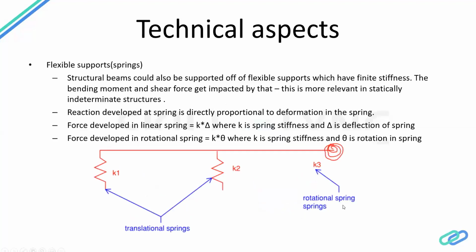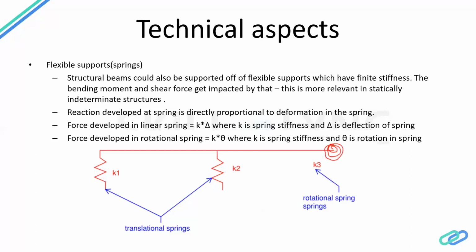Now there's also something which is more of a real life thing, that's basically flexible supports. So till now what we are seeing is beams having support reactions which are locking the translational or the rotational degree of freedom. But in reality, nothing actually has infinite stiffness, be it in terms of rotation or be it in terms of translation.